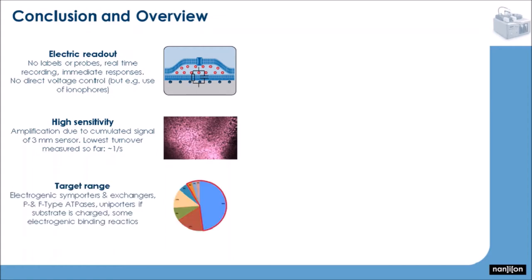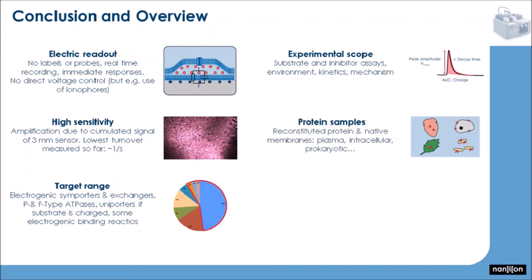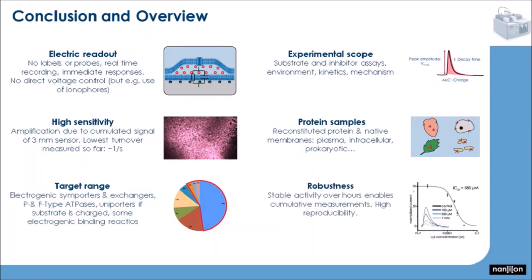We can record a lot of targets with that, from symporters, exchangers, to ATPases. You can look at all kinds of different characteristics: substrates, inhibitors, environment, kinetics, mechanism, and so on. We can use all kinds of protein samples from bacteria or from cells, and we have a very robust assay, which is stable over hours and allows us to do replicates on the same sensor.